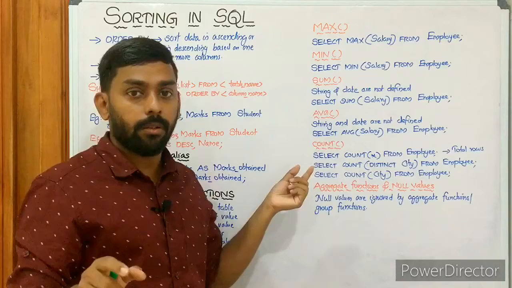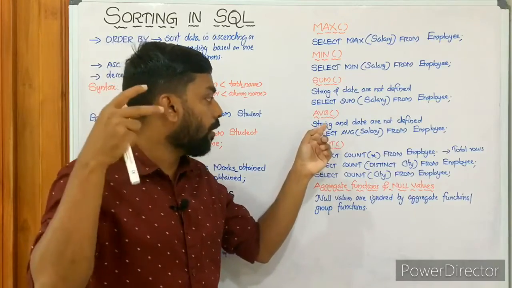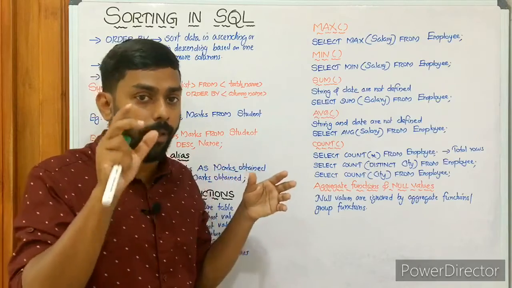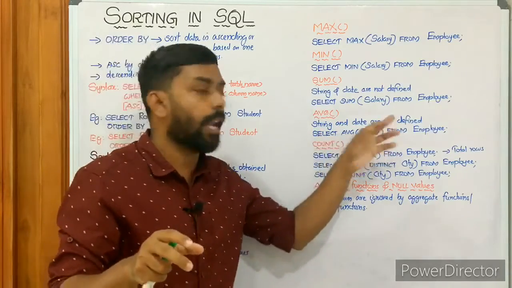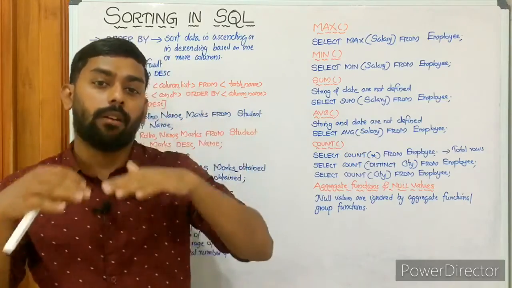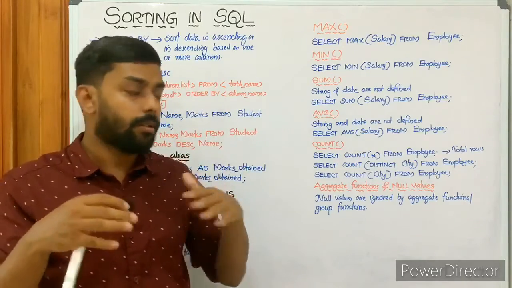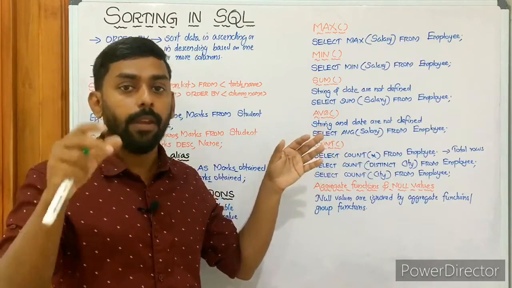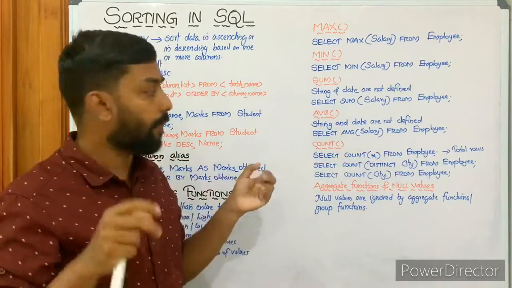Next one is average. It also cannot be applied to string and date; they are not defined here either. Select average of salary from employee. First it finds the sum, and then it finds the average, so it is very easy. AVG of salary will be the column name, and it displays only one value.